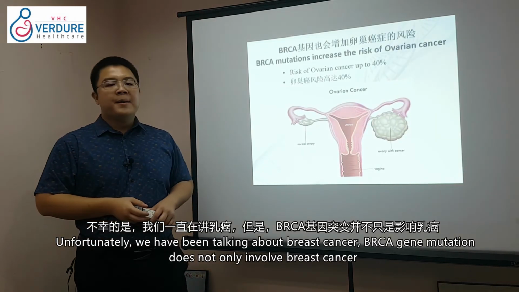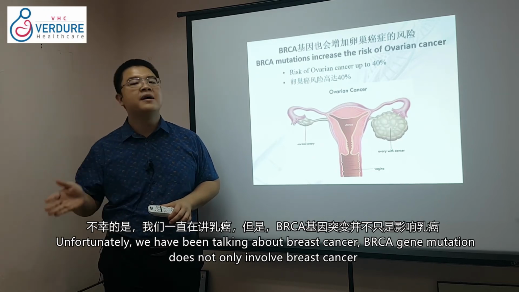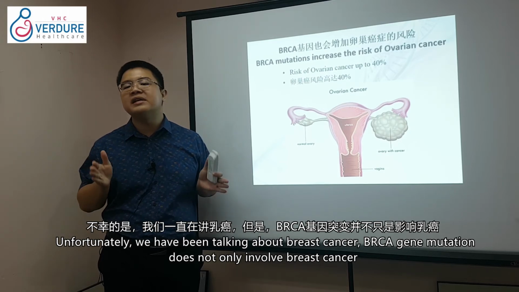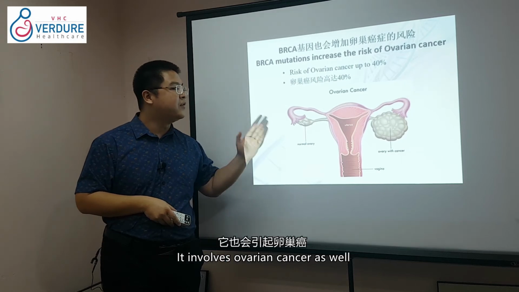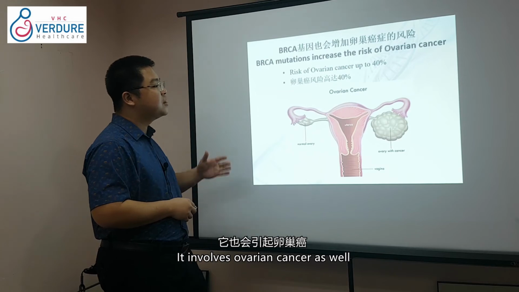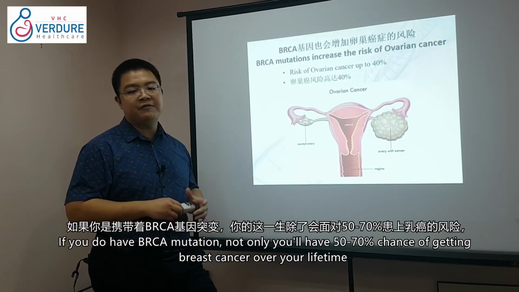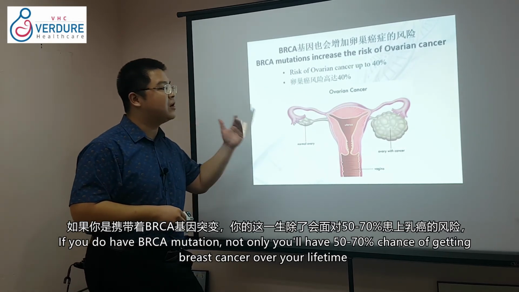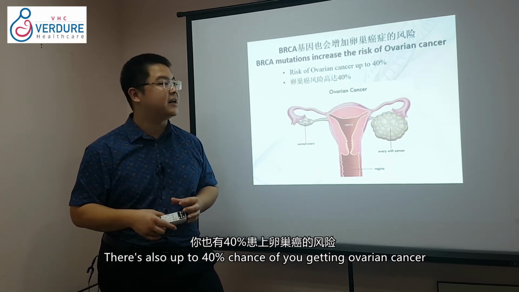But unfortunately, we have been talking about breast cancer due to the BRCA gene mutation, and the BRCA gene mutation does not only involve breast cancer. It involves ovarian cancer as well in ladies. So if you do have the BRCA gene mutation, not only do you get around a 50 to 70% chance of getting breast cancer over your lifetime, there is also up to a 40% chance of getting ovarian cancer.